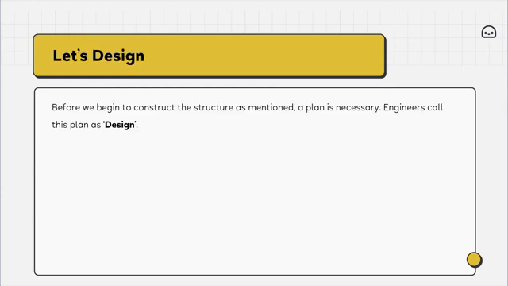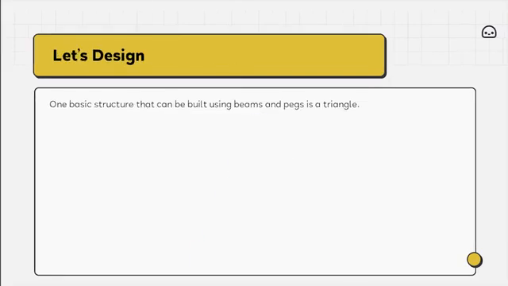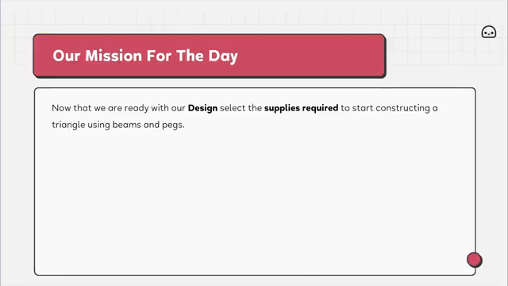Before we begin to construct the structures as mentioned, a plan is necessary. Engineers call this plan a design. A design is a well thought out drawing of a build or structure. It gives us an idea about any forthcoming challenges related to material or designing. One basic structure that can be built using beams and pegs is a triangle. Now that we are ready with our design, select the supplies required to start constructing a triangle using beams and pegs. So why wait? Let us start our assembly.